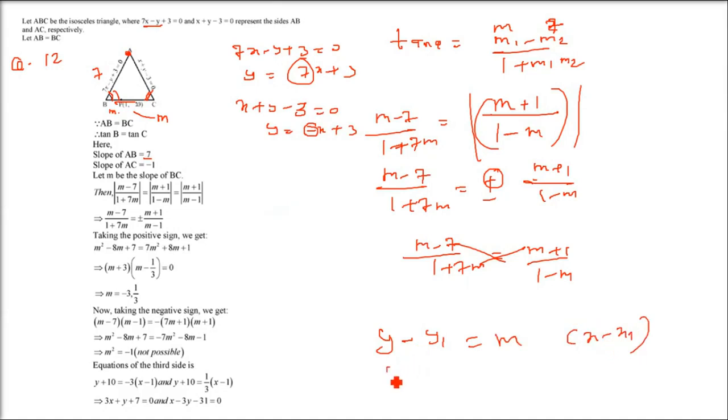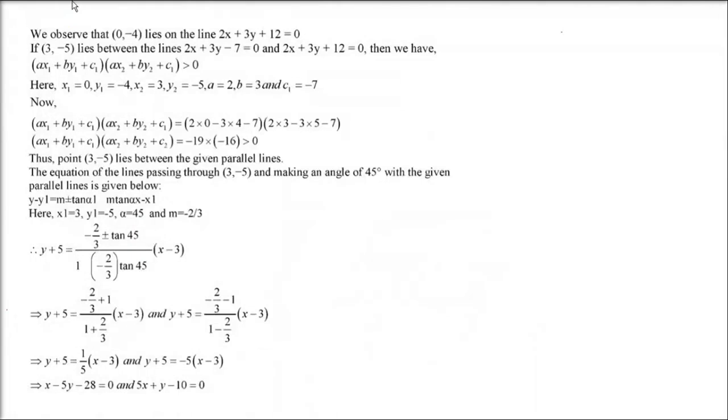And we know it is passing through (1, -10). x1 is 1, y1 is -10. So y minus y1, that is y minus (-10), y + 10, equals m times (x minus this 1). And what is m here? M one time you are going to take -3, the other time you are going to take 1/3. So with -3 you are going to get one equation, with 1/3 you are going to get another equation. So these are the two equations you are going to get.